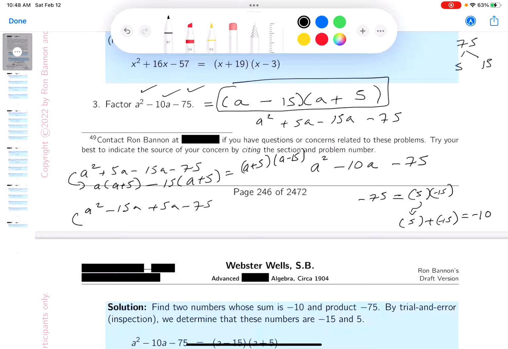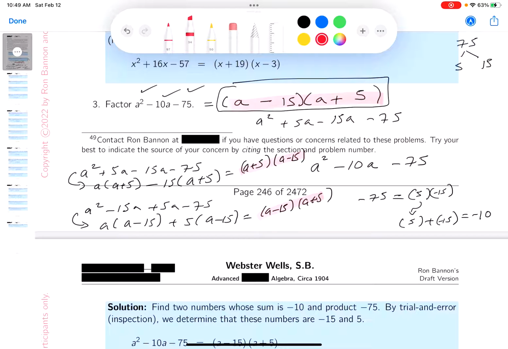Now, if you did this other one over here, you factor out an a, and you get a minus 15. What factors out from that is a 5, and you get a minus 15. Well, if you factor that, what do you get? A minus 15 times a plus 5. We're getting the same answer every single time. And again, if you use trial and error, you're still getting a minus 15, a plus 5.